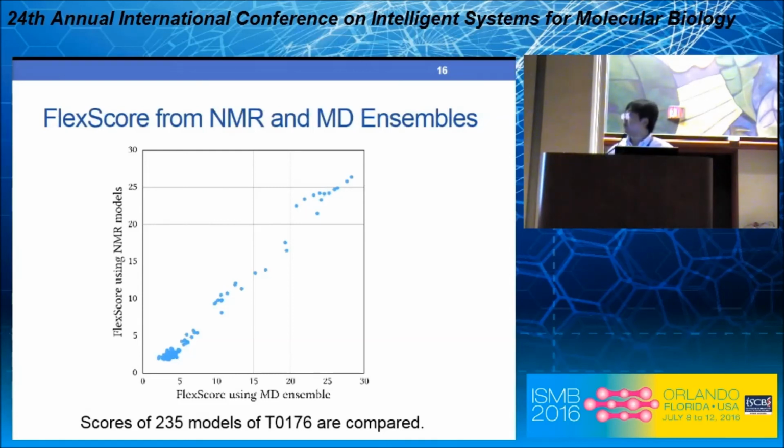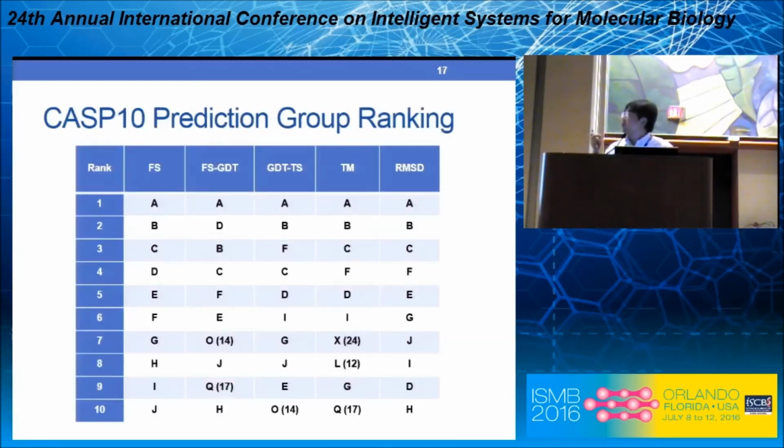They correlate very well. Now, if I apply this scoring function to the CASP groups, what will happen? So this is a ranking by FlexScore. This is GDTS and TM-align and so on. You see that actually the top groups, A, B, C, are fairly stable. There are some variations at the bottom of the ranking.